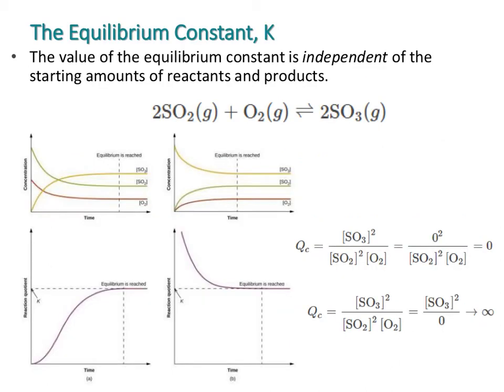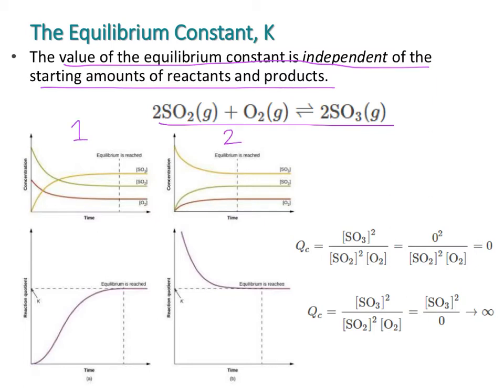Another thing to note is that the value of the equilibrium constant is independent of the starting amounts of reactants and product. So let's say you have this reaction, and let's say you have two situations, let's just call them 1 and 2. In situation 1, you're starting off with your reactants. So you have SO2 and O2 high, and then SO3 is what's being formed. So we are starting off with a bunch of reactant on this side.